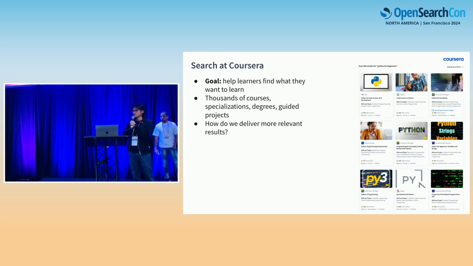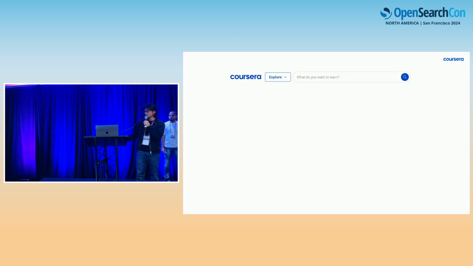How do we deliver more relevant search results? Maybe a very classical question for those of you that are acquainted with search. But I can give a personal example of the limitations of our previous search implementation. So I learned how to play guitar on Coursera 10 years ago now, I think. I think I was back in high school or middle school, can't remember. I won't date myself here.